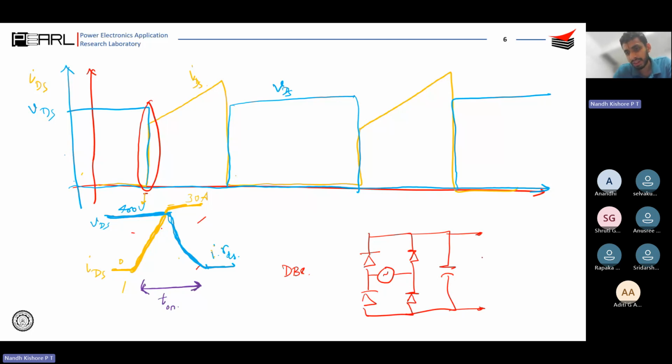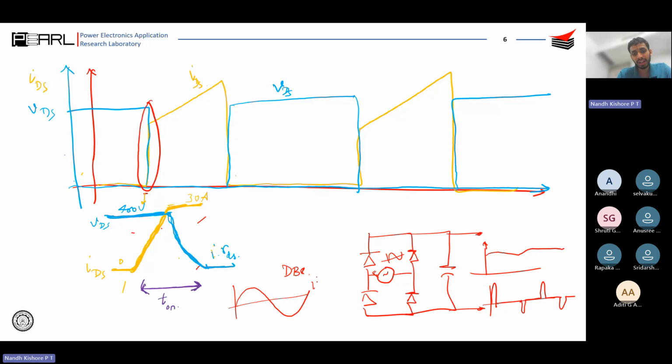So if you have a large capacitor, then you get an output that is almost DC, something like this, correct? But one of the drawbacks is if you have a large capacitor over here, the current that is drawn from the grid would be peaky. Okay, I'm not going into the operation of DBR, but you will study that it is something like this. What is ideal is a sinusoidal current. So you don't want a peaky current, you need a sinusoidal current.